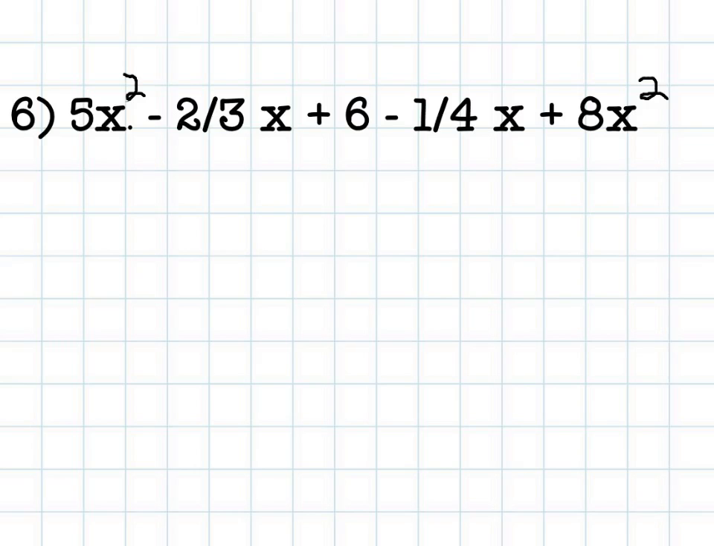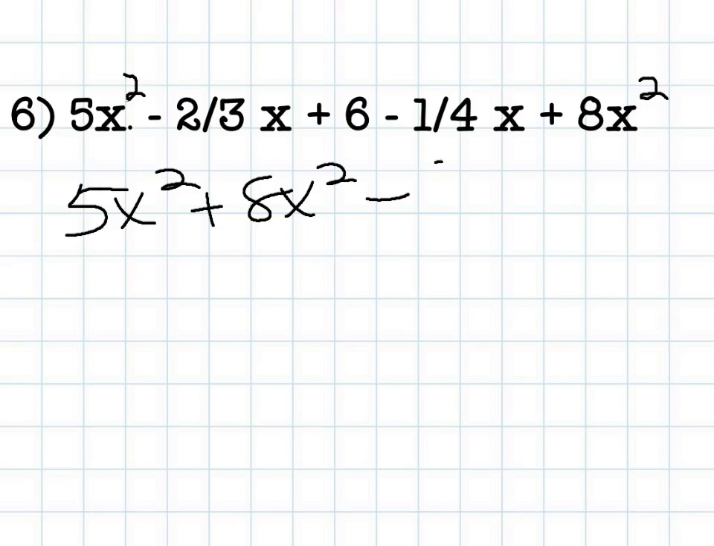Okay, now this is the first problem we're doing where we also have powers involved. Remember, in order to have like terms, you have to have the same variable with the same power. So what I would like you to do is pause the video while you rearrange the expression to make sure that all of the like terms are grouped together. So now you would have 5x squared plus 8x squared. Remember to keep the sign in front of each number, minus 2/3 x minus 1/4 x plus 6.